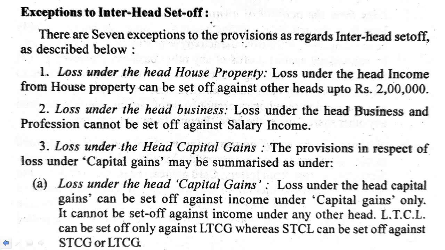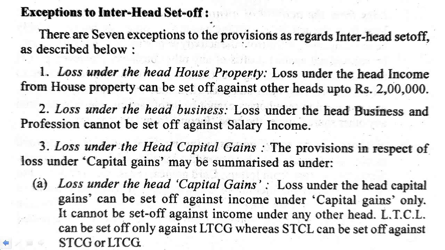There are 7 exceptions to the provisions as regards inter-head set off, as discussed below. Loss under the head house property: loss under the head income from house property can be set off against other heads up to 2 lakhs. Loss under the head business: loss under the head business and profession cannot be set off against salary income. Loss under the head capital gain.